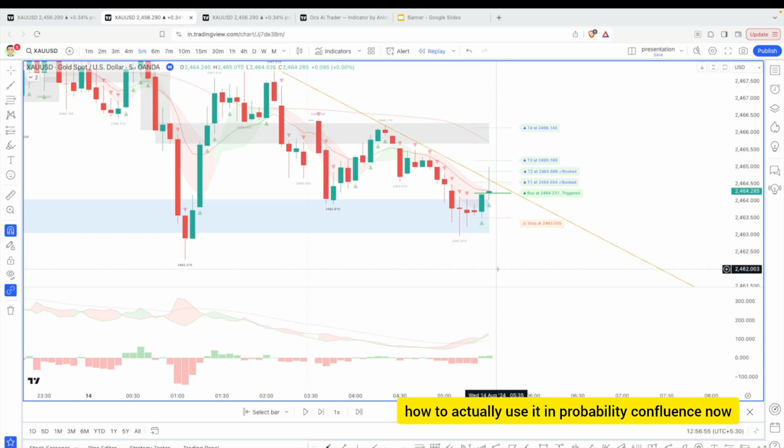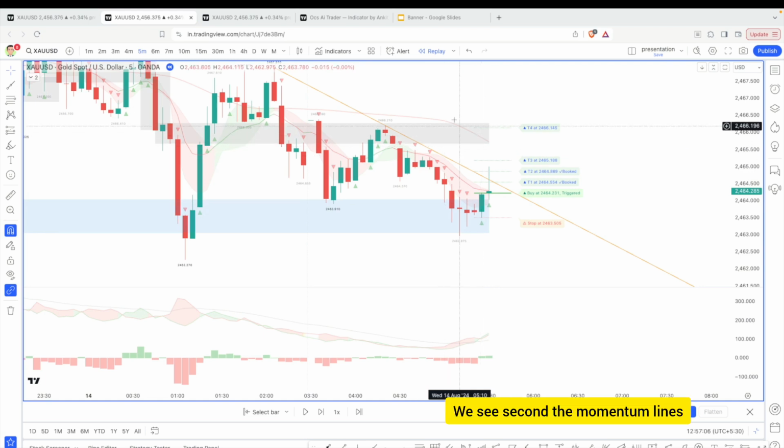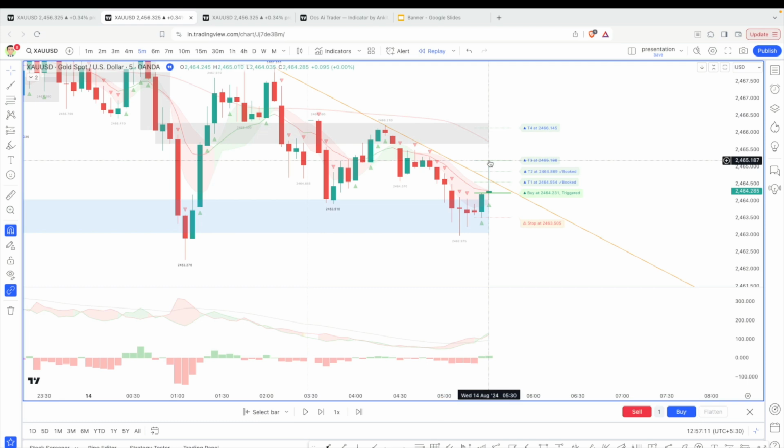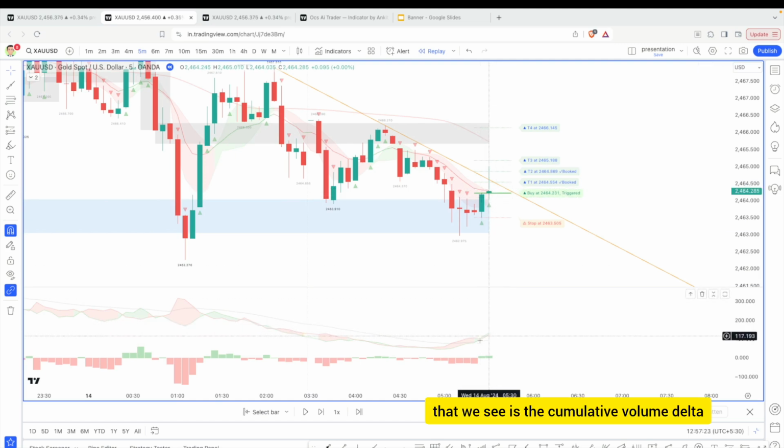Now I'll tell you how to actually use it in probability confluence. What we see over here is the signal, which is a long signal, above the volume float level first. Second, the momentum lines over here and here are far away, so this gives it a chance of a reversal. Now we see there is a trend line which has been breached and the prices are close enough. Okay, and the third, last and most important thing that we see is the cumulative volume delta trend line increasing and on the green side, the long side. So this makes this signal a very high probability trade for a reversal. Let's see how it performed.